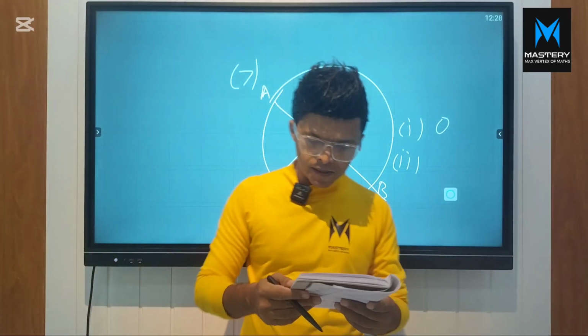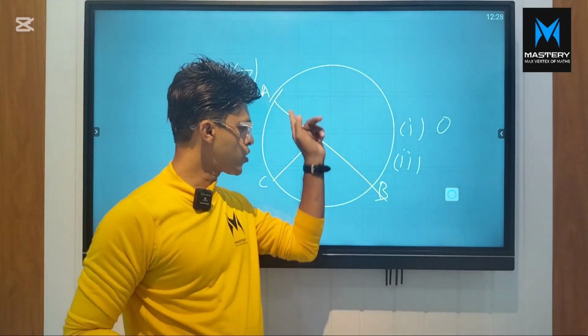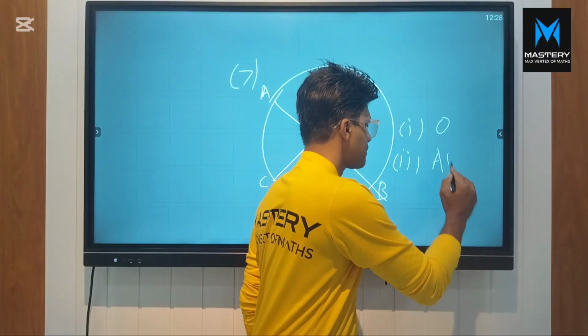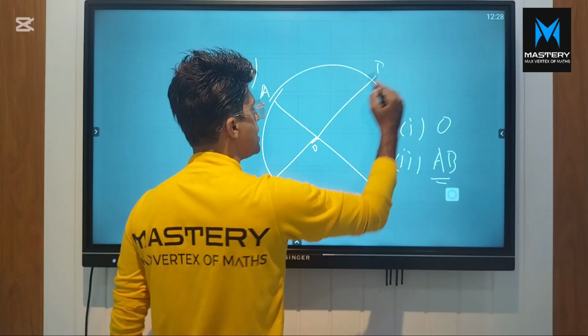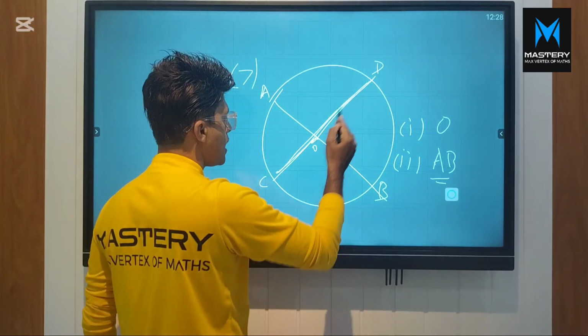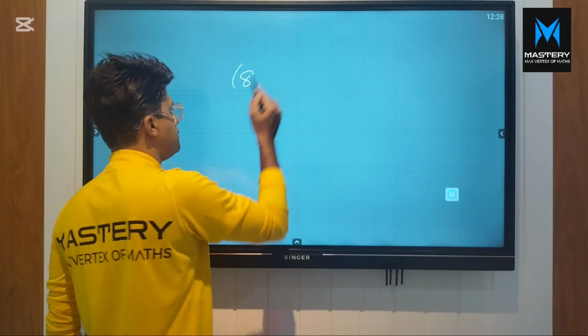The second question is diameter. What's the diameter from here to here? AB is the diameter, right? So when you produce this one as D, CD also can be considered as a diameter. Anyway, next, the eighth question.